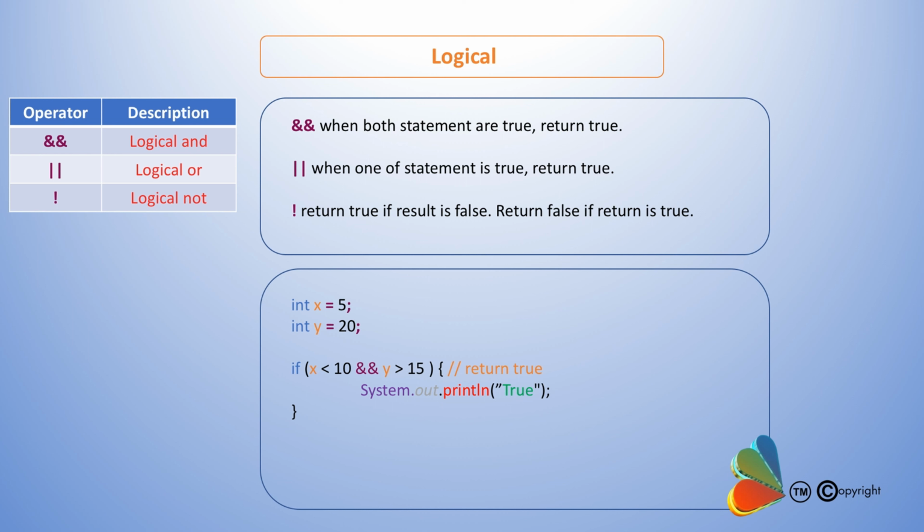Logical not is a type of logical operator. Return true if the result is false. Return false if the result is true.